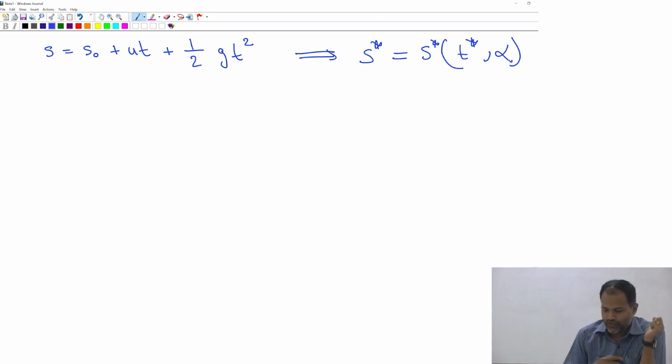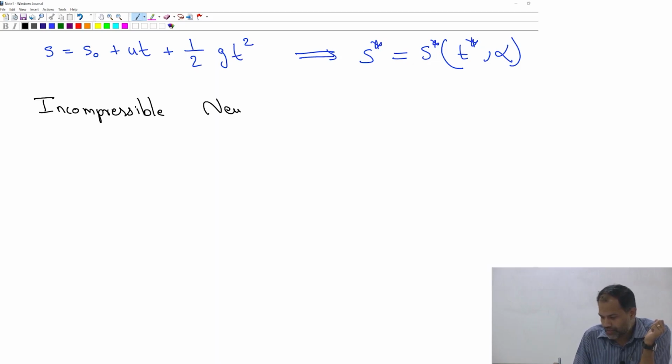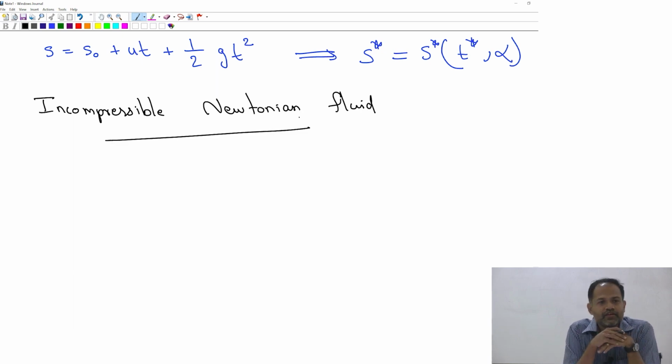We are going to look first at an incompressible Newtonian fluid, and we will do the same thing that we did for the trajectory of the particle and see what non-dimensional parameters are going to come out. That's going to tell you what is the most important parameter that determines the fluid flow. And then we will look at how to proceed when we do not know the equations.